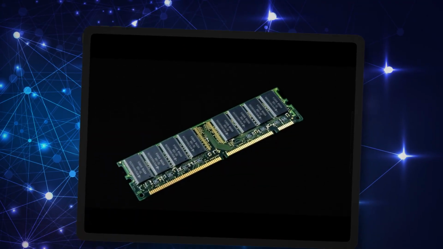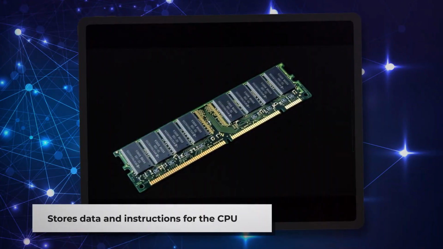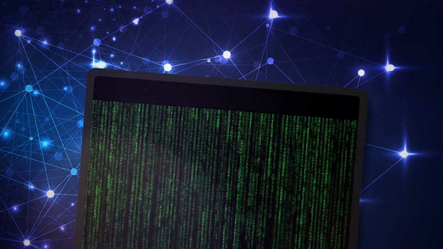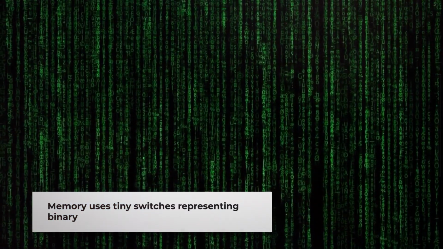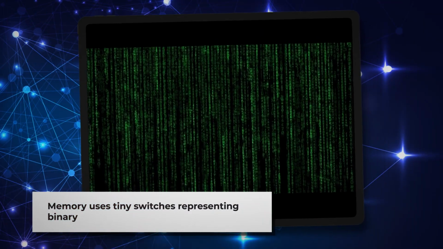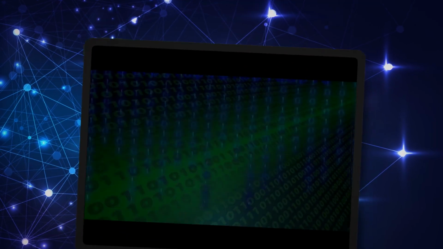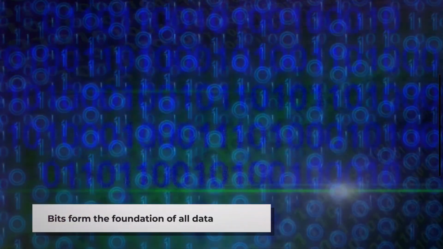At its core, computer memory is a system that stores data and instructions for the processor to access. Think of it as a vast array of tiny electrical switches, each capable of being either on or off, representing the binary digits 1 and 0. These binary digits, or bits, are the fundamental building blocks of all computer data.